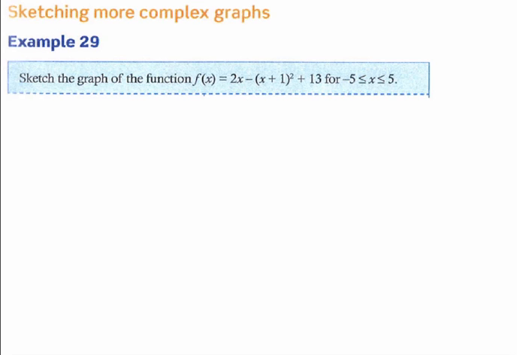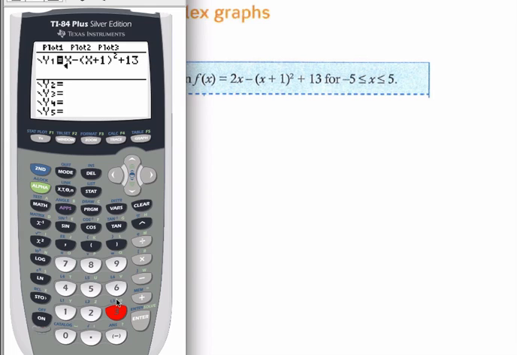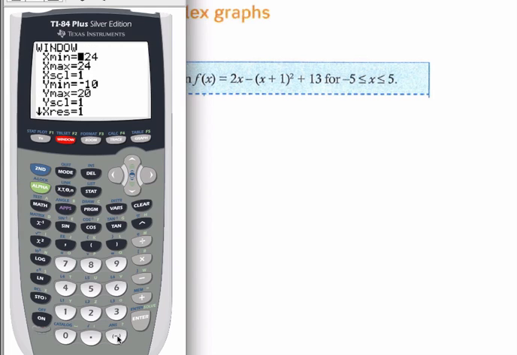Next question, we're going to sketch the graph of this function from negative 5 to 5. Now if it says sketch, you don't have to draw a nice neat graph like this. We're just going to use our calculator for that. So now I've entered the function into the graphing calculator, and we need to adjust the window to go from negative 5 to 5. So I'm going to go from negative 5 to 5.